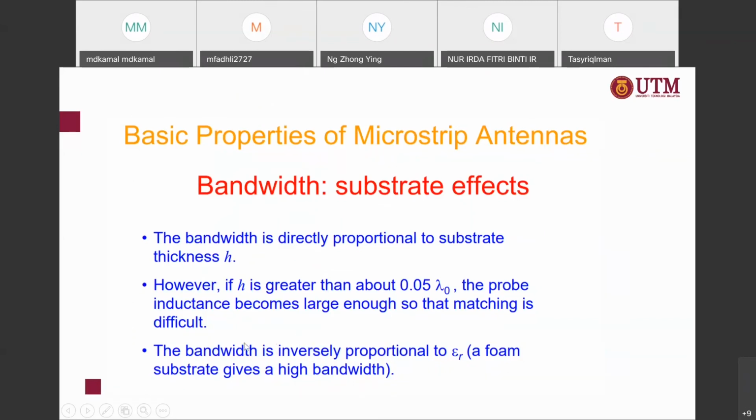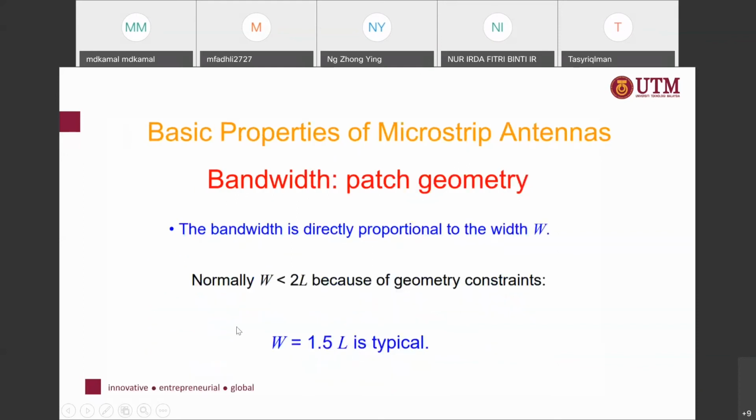Bandwidth is proportional to substrate thickness. However, if H is greater than this, the probe inductance becomes large enough so that matching is difficult. The bandwidth is inversely proportional to epsilon R, so a foam substrate gives a high bandwidth. The bandwidth is directly proportional to the width W. Normally W is less than 2L. So these are all the rules of thumb that sometimes you need to know for the basic properties of these microstrips.